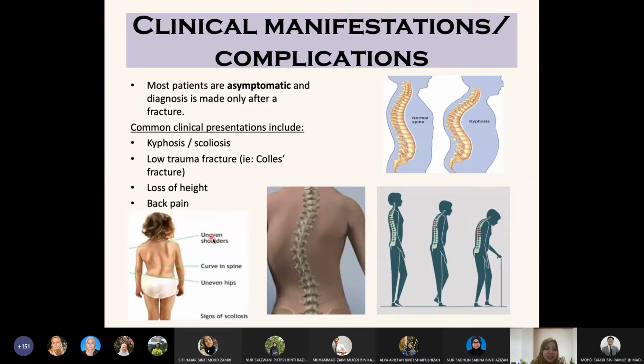And they will manifest as uneven shoulders. They can have a curve in the spine and also uneven hips. Okay, so that is the manifestation. And they can also have low trauma fractures, like a Colles fracture. Simple injury, meaning that they can have a fracture at the wrist, and then they can have loss of height. See, this is the compression fracture. Over time they will have loss of height. Okay, and usually they will manifest as back pain.